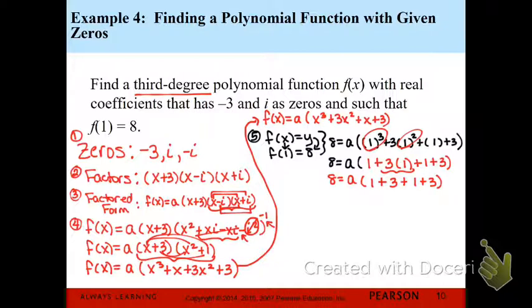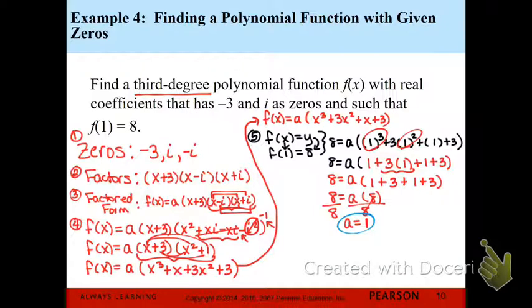Alright, so combine what's in the parentheses there. So you get 8 equals a times, what's 1 plus 3 plus 1 plus 3? 8. Now, divide by the number that's on the same side as the letter a. And you find out that a is equal to 8. I mean 1. Now, a equals 1.